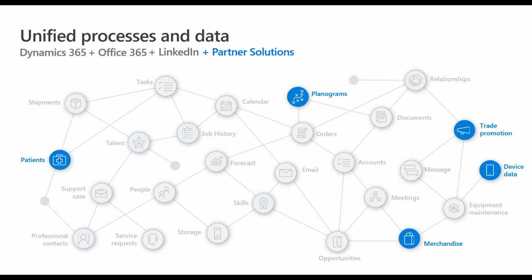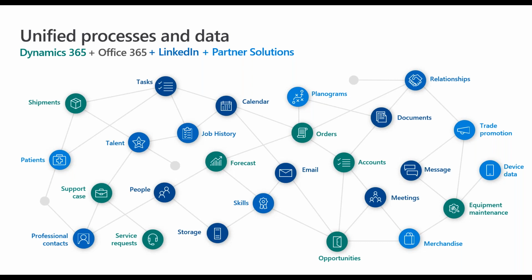So partner solutions may do some sort of patient care system. They may create some sort of planogram for retail. They might do some sort of trade promotion or device data. But when I bring that all together and connect that, I can really get some power over my data. So with things like Business Central, the accounts are linked across to the sales professional account, which is then linked to the actual email that's coming in the Outlook. With that, I can identify the customer at an email level, and I can update Business Central and Dynamics 365.